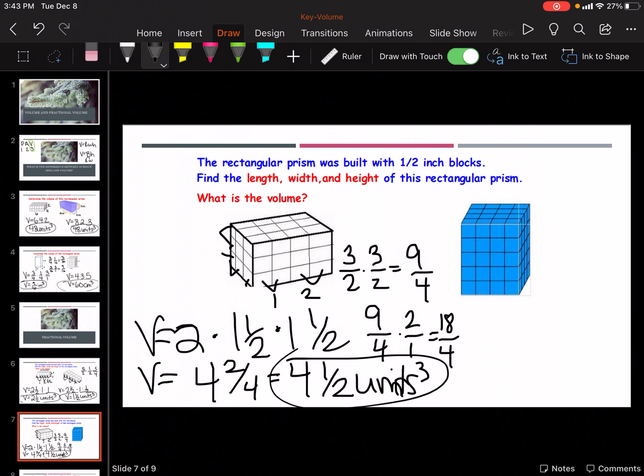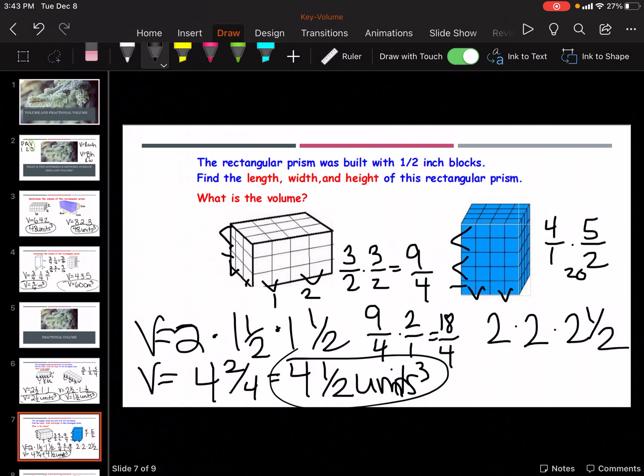Okay, and then this is going to be 2 times 2 times 2 1/2. 2 times 2 is 4, so 4 over 1 times 5 over 2. It'll be 20 over 2, which gives me a volume of 10 units cubed.